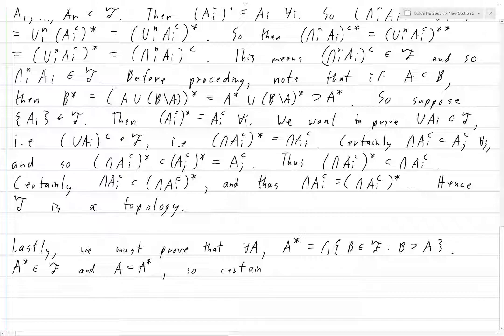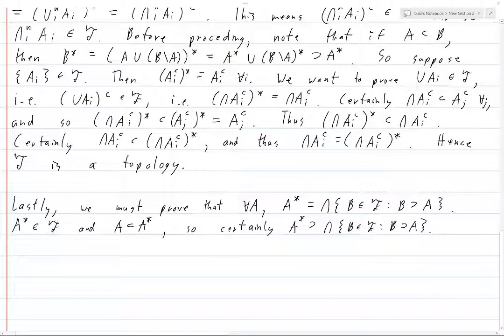So certainly A star is going to be contained in the intersection of all elements B of F such that B contains A, because A star is one of the sets that we're taking this intersection over. And since it's one of the sets you're taking the intersection over, the intersection is going to be contained in that particular set. Okay, so that's the easier direction.